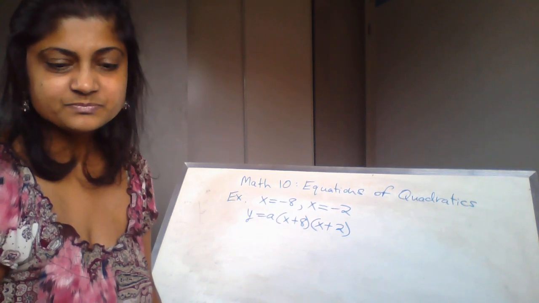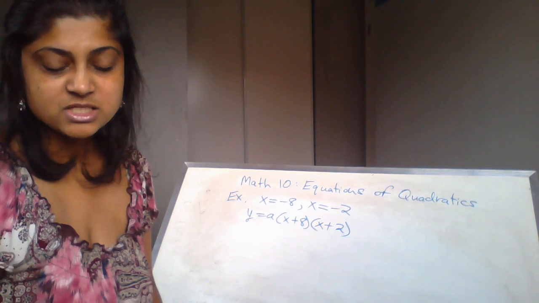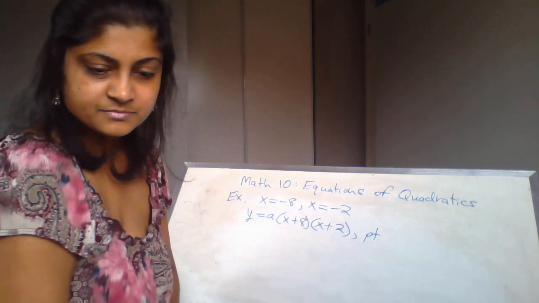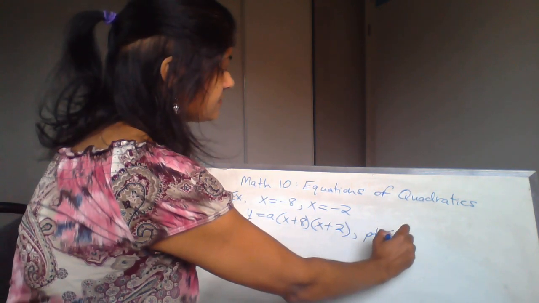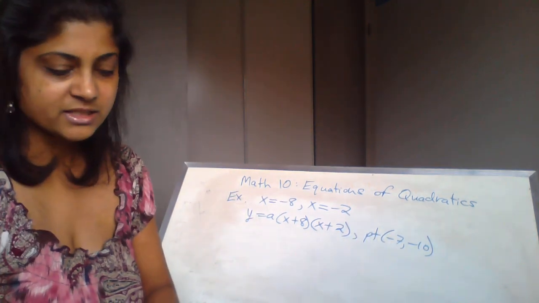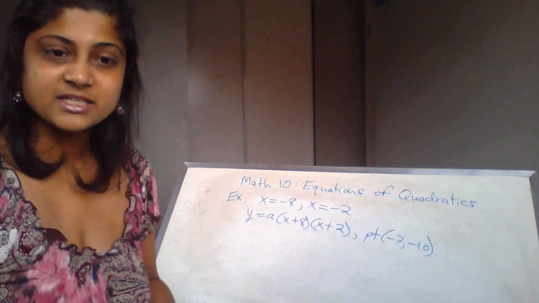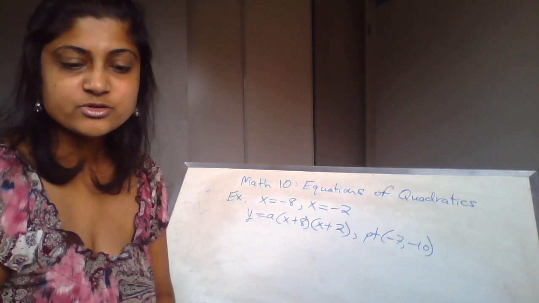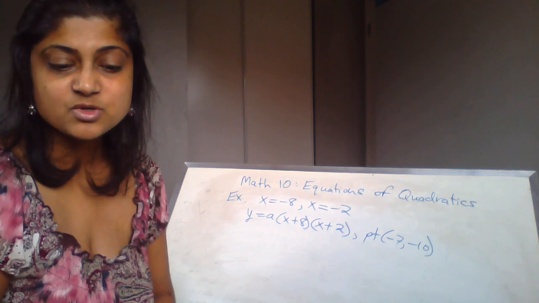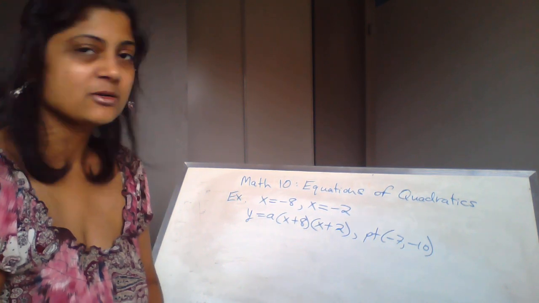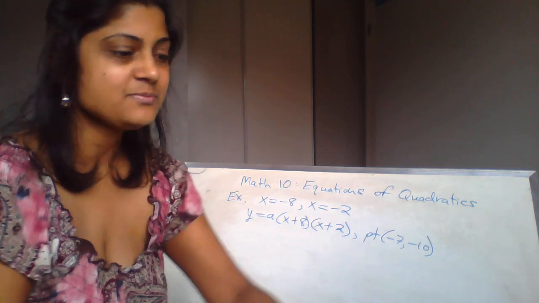And again, I'm just going to plug in my point right here, which is negative 7 and negative 10. For the last 2 examples, I did leave the answer in the factored form. For this one, we're going to actually expand it out, because it's saying to write the equation in the standard form here. So it looks like we have to do a couple of extra steps.